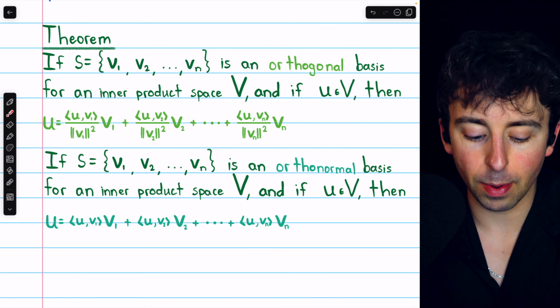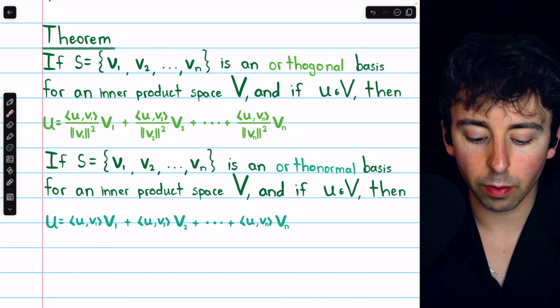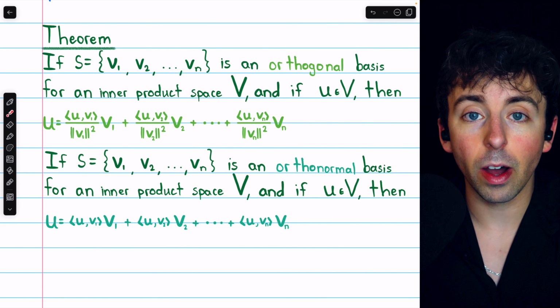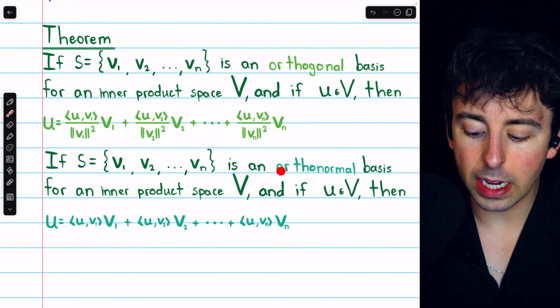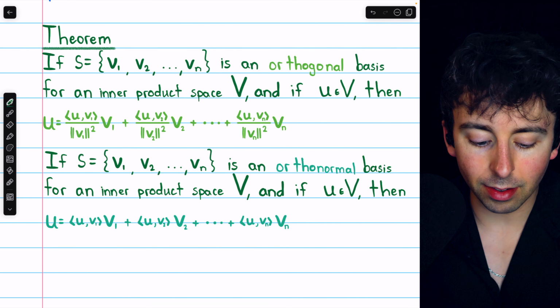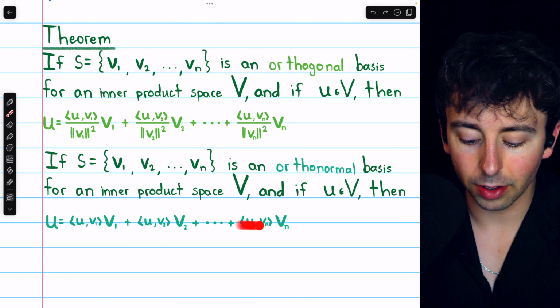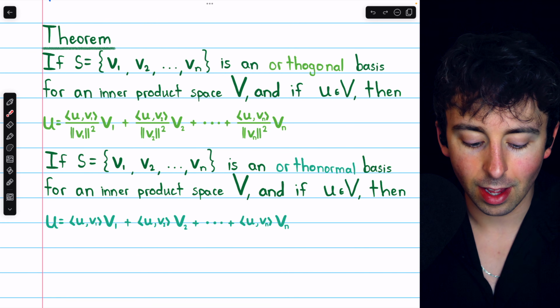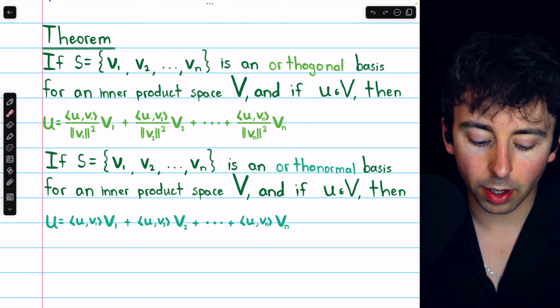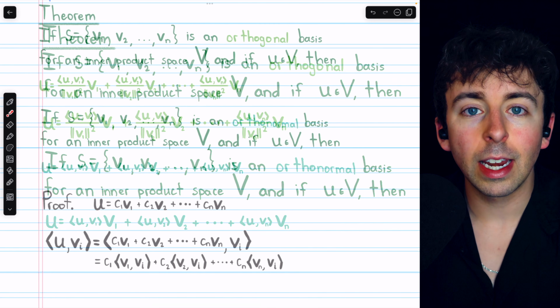v1 gets multiplied by the inner product of u with v1 divided by the square of the norm of v1. v2 gets multiplied by the inner product of u with v2 divided by the square of the norm of v2, and so on. Furthermore, if S happens to be an orthonormal basis, so all of its vectors have norm 1, all of these denominators would just be equal to 1, and so we have this result, that u is just the inner product of u with v1 times v1, plus the inner product of u with v2 times v2, and so on. Now for the proof.